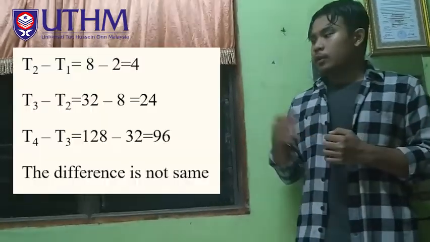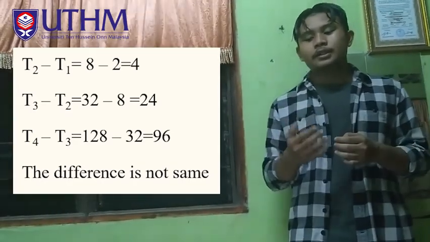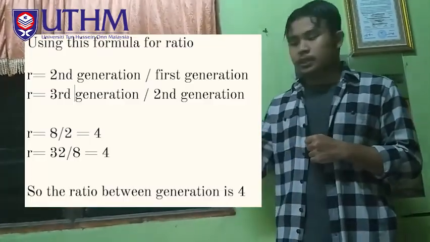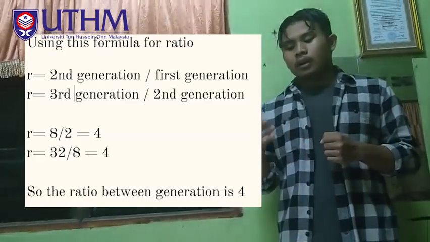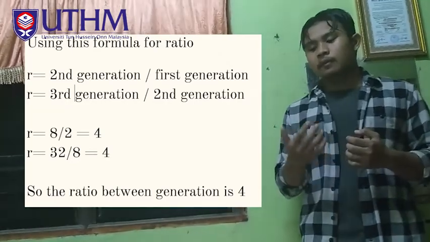What you can see is the difference between generations is not the same. Then the question wants us to find the ratio between the second generation and first generation, and the third generation and second generation. Using this formula for ratio, you can see the ratio between generations is 4.